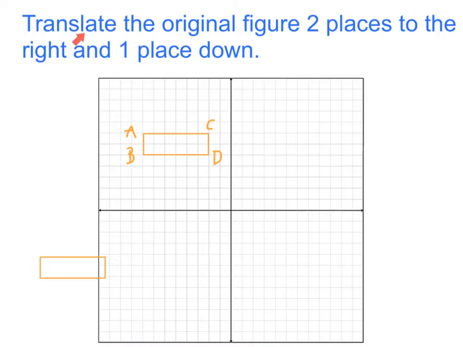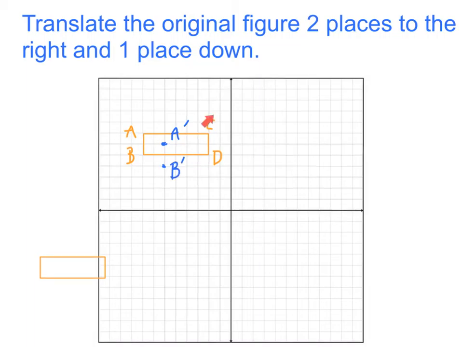So if we're asked to translate an original figure 2 places to the right and 1 place down, translate has the SL, it means the same as slide. So what we want to do is take each point and move it 2 places to the right and 1 place down. Here's point A, 2 places to the right, 1 place down. So I'm going to place my new point A, and here's how I do that. I put an A with a little slash above it like that. Now new point B goes 2 places to the right and 1 place down, so it's going to end up right there. So I place my dot there, and I place the new B right there.